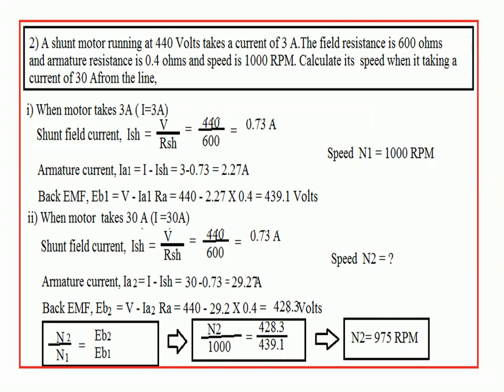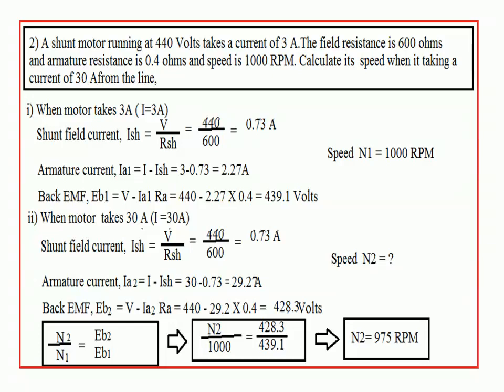One more problem. It is also DC shunt motor. It is given for calculation of two currents. So, when motor takes 3 ampere, when motor takes 30 ampere. So, same drama is continued for both currents. Number 1, when motor takes 3 ampere, I equal to 3 ampere, then we have to calculate the field current, shunt field current, V by RSH, it is 0.73 ampere.